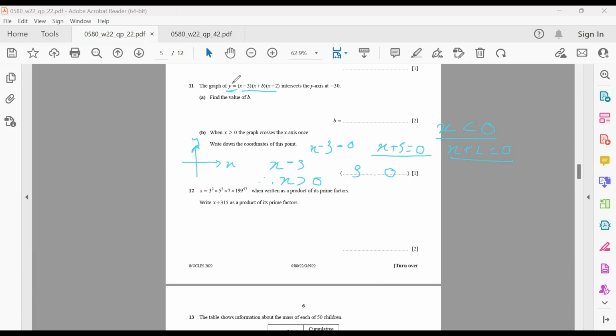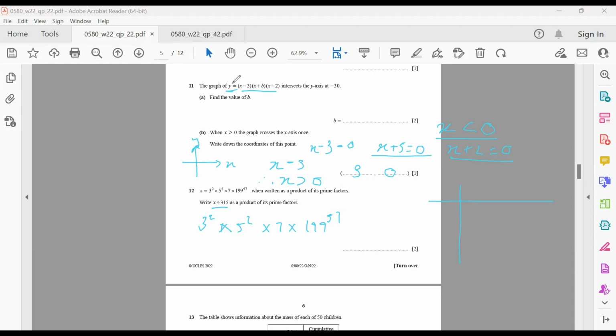So now question 12 again. A lot of people are making the same mistake in question 12, mainly because they didn't understand what the question was asking. So they say x is equal to 3 squared into 5 squared into 7 into 199 raised to 57. And they say that x is divided by 315. So now let's take a minute here. Since x is written as a product of its prime factors, let's try and write 315 as a product of its prime factors.